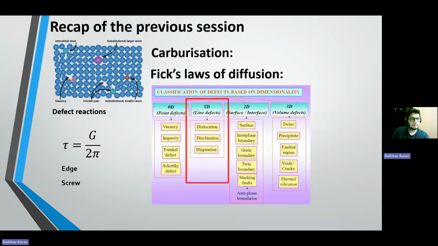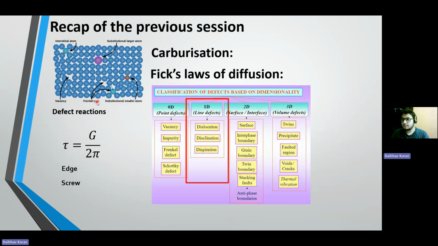The figure here shows the different kinds of point defects, or zero-dimensional defects, we studied. Here you can see the interstitial atom, where a foreign particle is placed in a material. Then vacancy, where an atom is missing from its lattice position. Then substitutional atom, where one atom is replaced at the lattice site by a different atom. Then Frenkel pairs. These are all we learned.